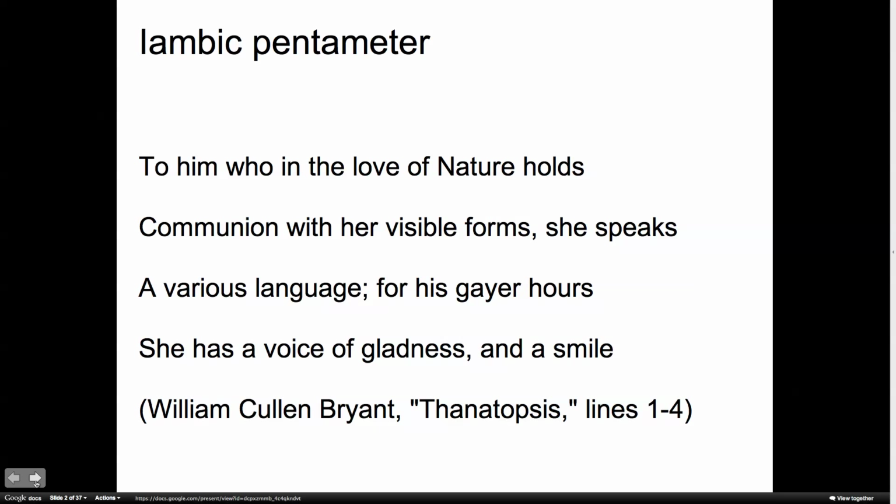To him who in the love of nature holds communion with her visible forms, she speaks a various language. For his gayer hours she has a voice of gladness and a smile. So the first 4 lines of the poem.